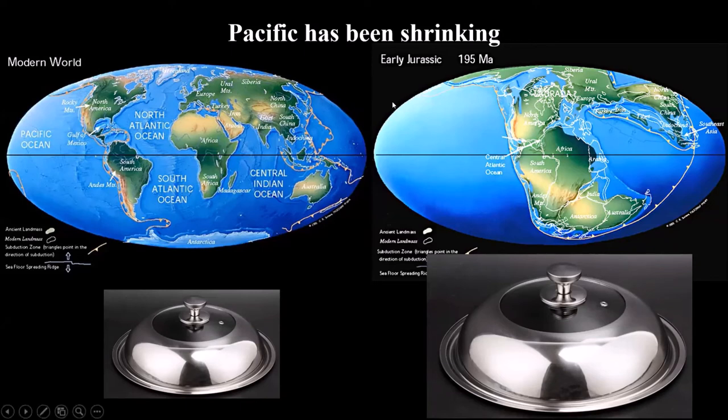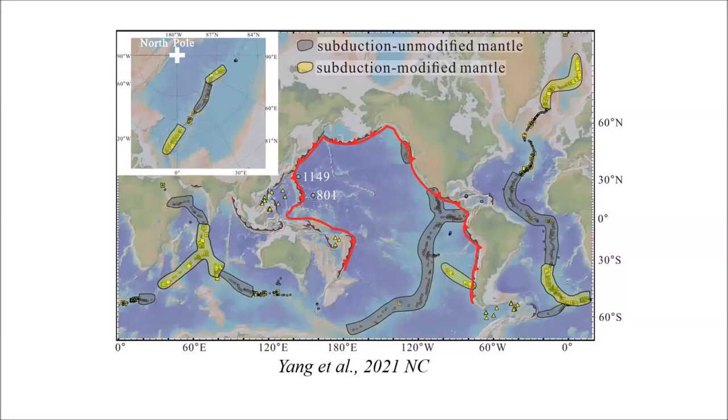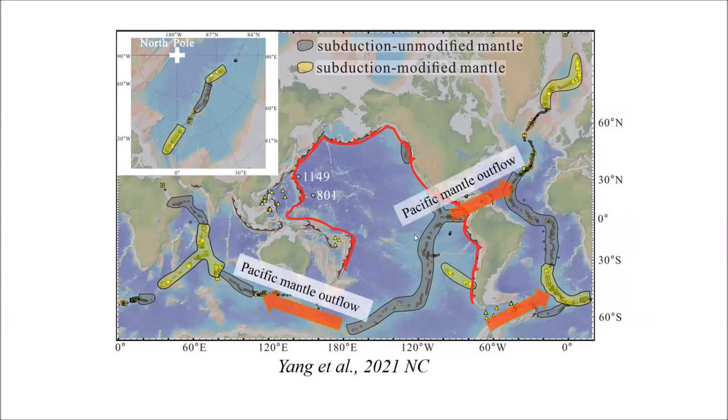So in the Jurassic time, you have a bigger lid and a bigger area beneath the lid, but now you have a smaller lid and a smaller pot, something like that. And then where did the mantle go? Well, back in 1981, Everest actually proposed three possible ways for the Pacific mantle outflow: beneath the Caribbean Sea, the Drake Passage, and also the Southwest Pacific Ocean.